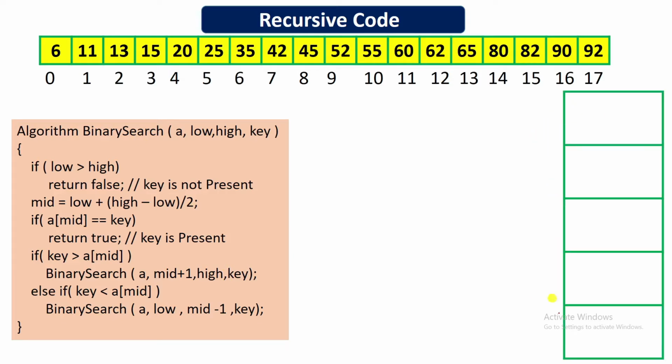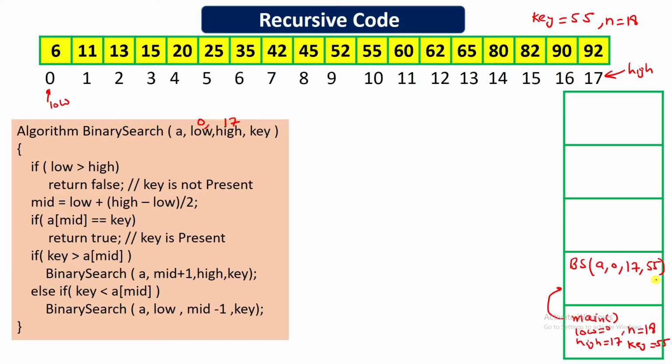So basically I have taken a stack so that I can place the recursive function calls. Let's say I want to search 55. Main will call this with low equal to 0 and high as 17. So now I have placed this function call on the stack.